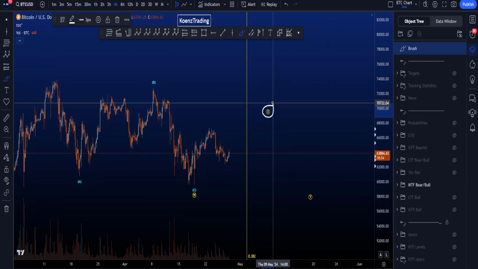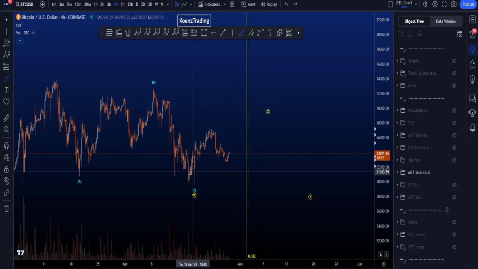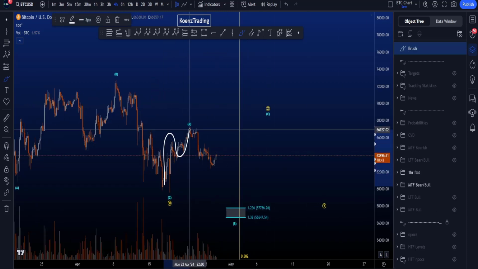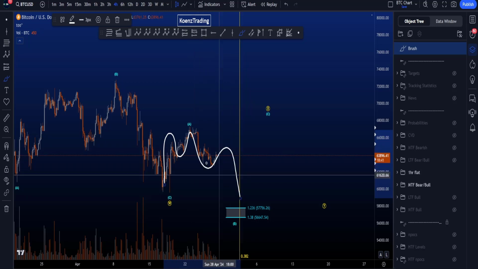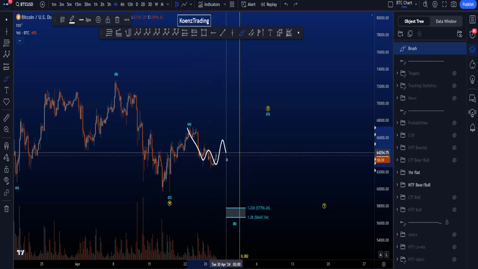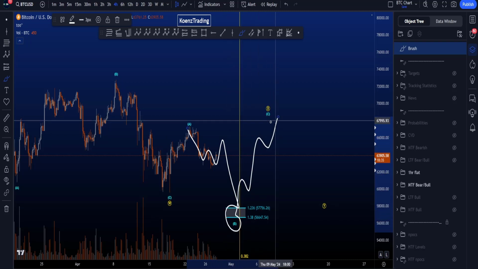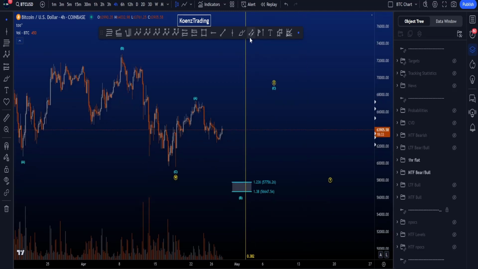Now to end wave X after the 0.382, we have to think of structures that would work locally, and therefore this flat structure is very interesting. Looking for a 3-wave move to the upside in a wave A, a zigzag to the downside in a wave B, and then a wave C inside this wave B, and then we want to count an impulsive move to the upside in wave C.